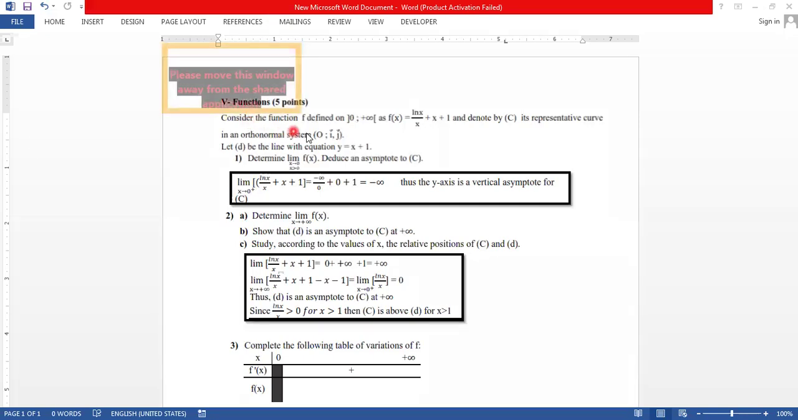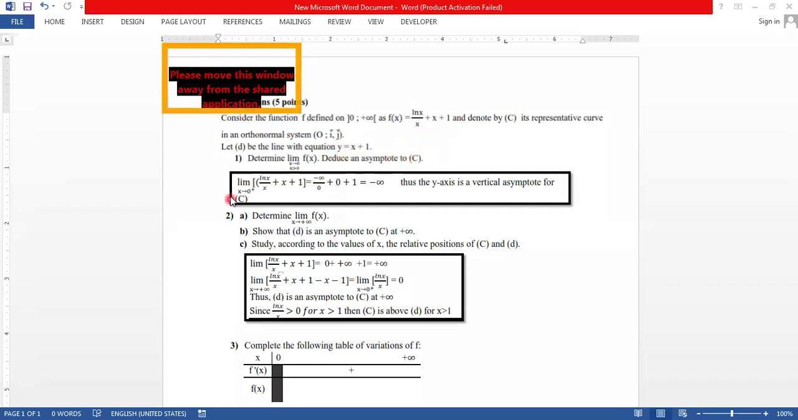We are given a function f(x) = ln x over x, plus 1, and its representative curve is C. First of all, you have to determine the limit when x tends to 0. Of course, it's 0 plus because the domain is from 0 to plus infinity. And after that, they ask you to deduce an asymptote. This gives you a hint that the limit when x tends to 0 is either plus infinity or minus infinity, because they asked us to deduce an asymptote. These are important hints in the official exams, so you can check that your answer is correct.